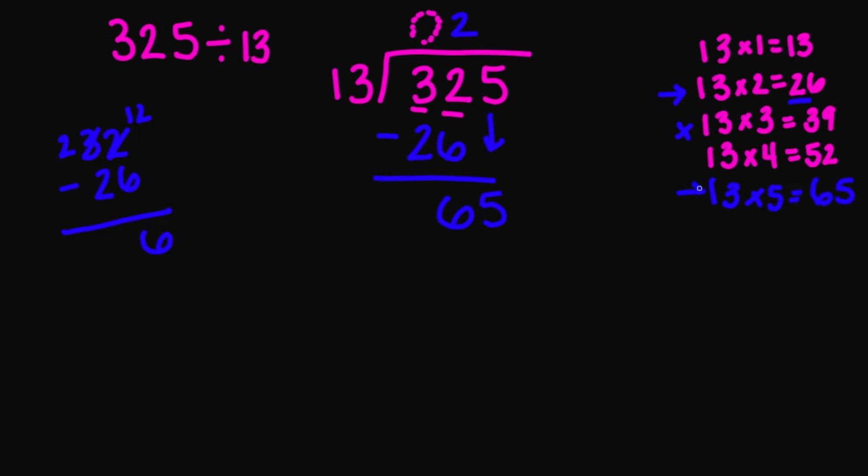So I can definitely use the 5 here. So 13 times 5, I'm going to put the 5 up here. 13 times 5 is 65. So your final answer is 0, and your quotient is going to be 25. So 325 divided by 13 equals 25.